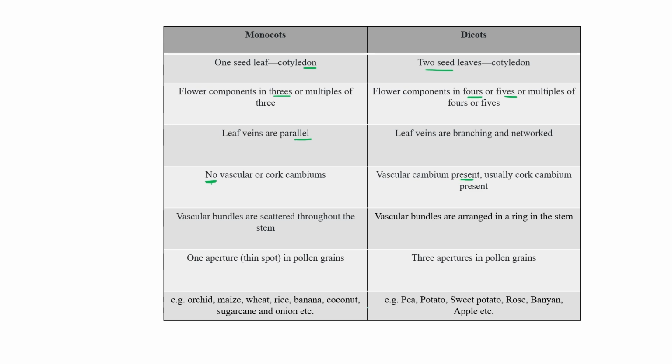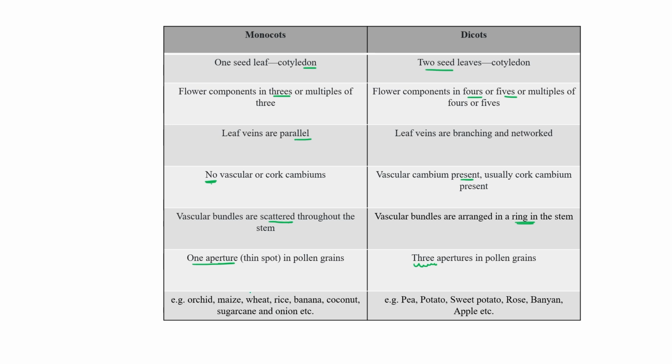Okay, vascular bundles in monocot, just now we have seen in the picture. These are scattered in monocot, while in dicot, they are arranged in a ring. Correct. Monocot pollen has only one aperture, a thin spot in the pollen grain, while in dicot, 3 apertures are present in pollen grains. What are the examples?